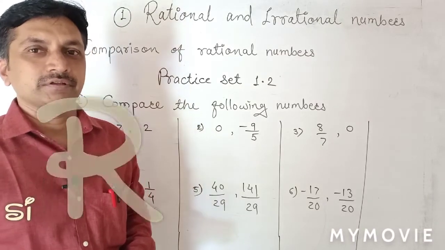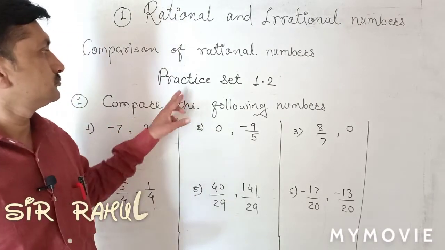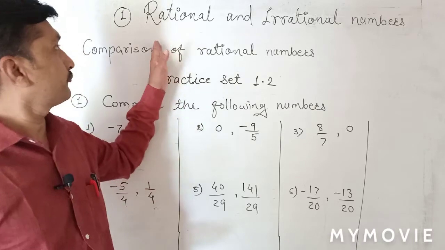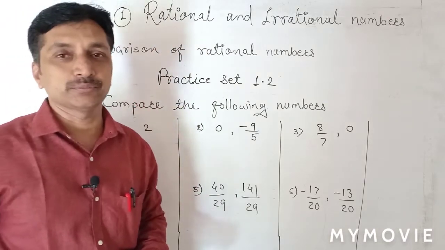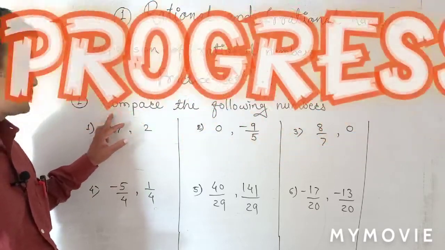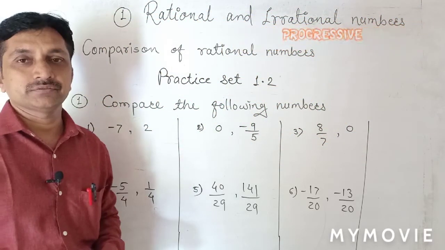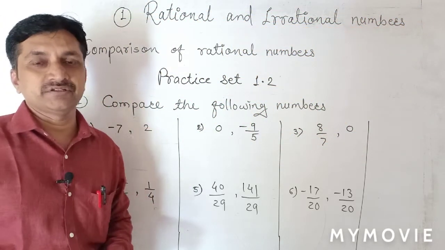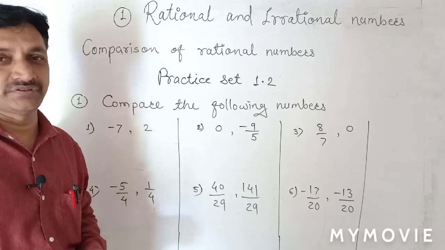Hello friends, this is part 2, practice set 1.2 of the first chapter, rational and irrational numbers. Now in this practice set, the question is to compare the following numbers. We have to do comparison here between two rational numbers.